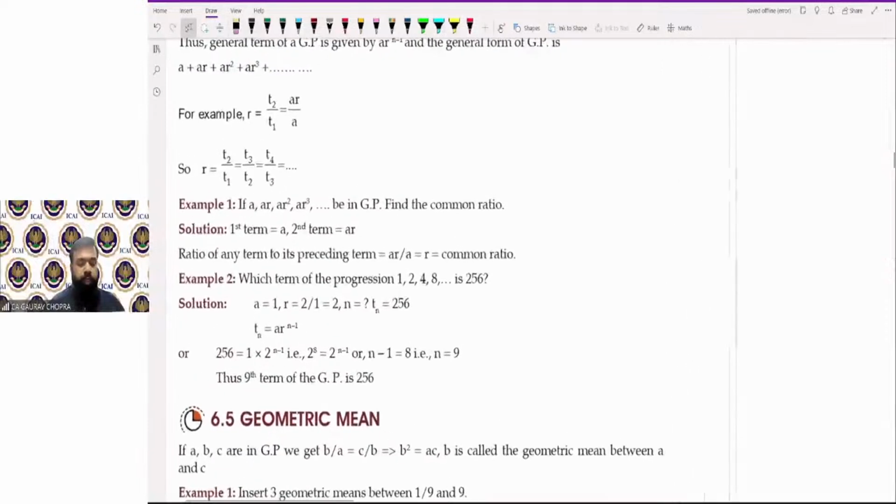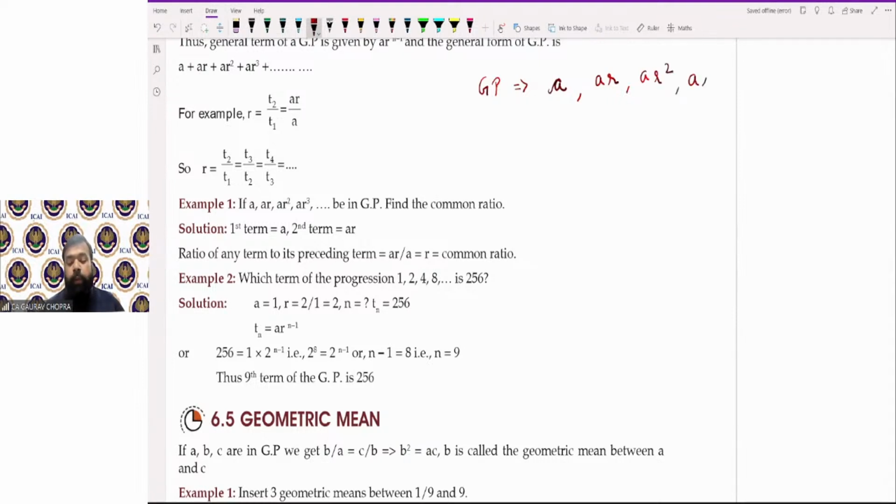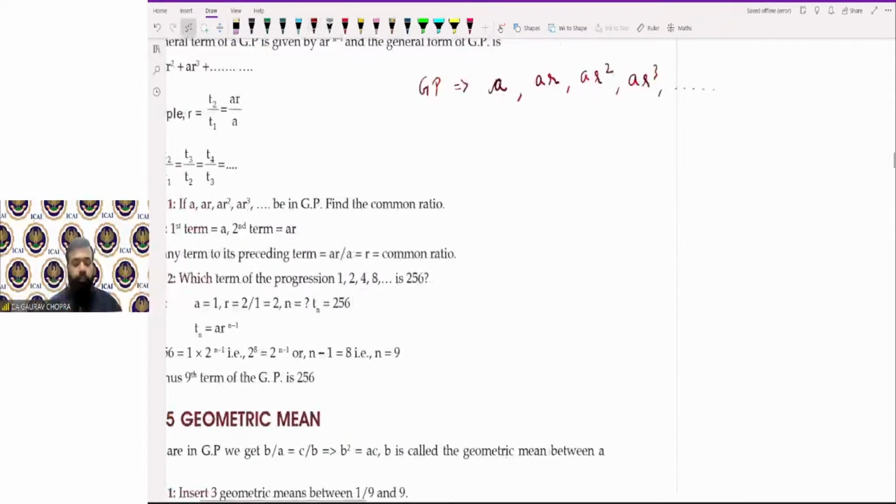Now, commonly we can write the series of GP as: the first term is written as A. When we multiply with the common ratio, the second term becomes AR. तो जब आपने फर्स्ट टर्म को कॉमन रेशियो से मल्टीप्लाई किया है तो हमारे पास क्या आ जाएगा? सेकेंड टर्म. तो सेकेंड टर्म is AR. AR को फिर से आप कॉमन रेशियो से मल्टीप्लाई करेंगे, it will become AR squared, then AR cubed, and so on.